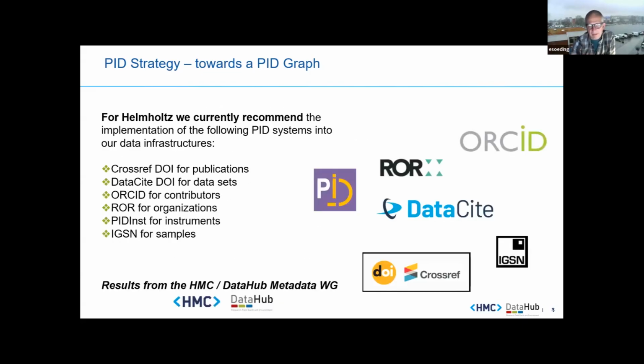So what we came up with is actually not so surprising. We recommend about six basic PID types, which you for sure all know. This is the Crossref DOI for publications, DataCite for data sets, ORCIDs for people or, more generally, contributors, RORs for organizations, PIDs for instruments, and IGSNs for samples. With these basic PID systems, this is what we want to establish at our organization across the centers.